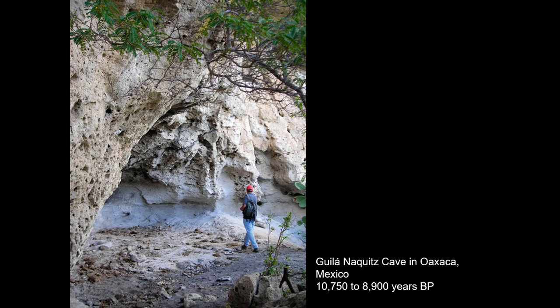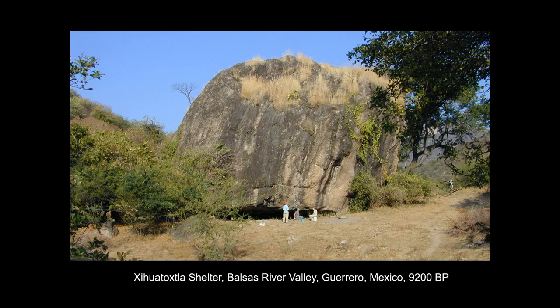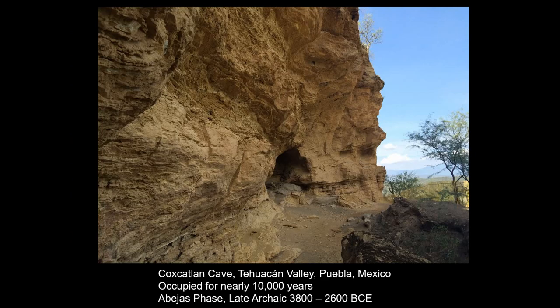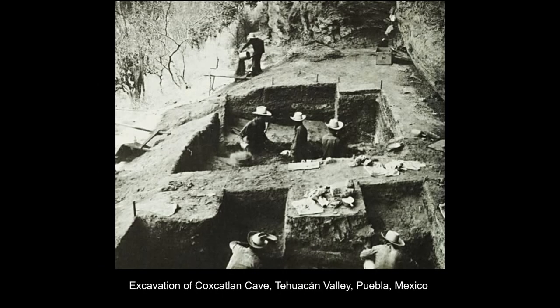We have a number of caves or shelters that show the earliest evidence of teosinte and maize production. So we have, for example, the Xuatoxtla shelter. This is in the Balsas River Valley. Perhaps the most important is the Coxcatlan cave in the Tehuacan Valley near Puebla, Mexico. This thing was occupied for nearly 10,000 years. So for 10,000 years, archaic Mesoamericans were living in this valley. But it's the last phase, the Abejas phase, which is the late archaic phase, where they finally developed this thing we call maize. Here you can see the excavation of it.